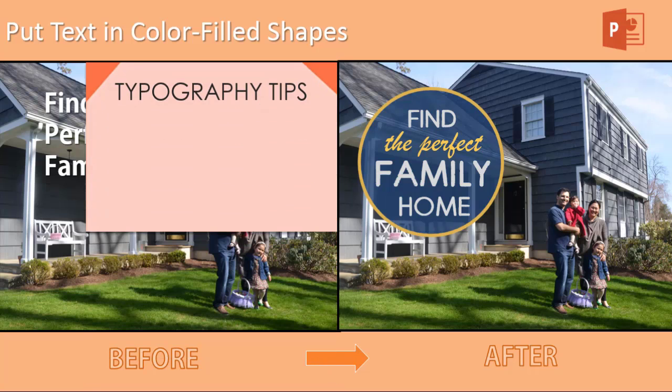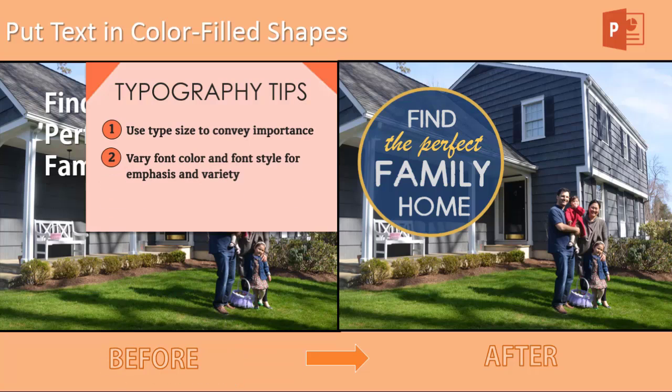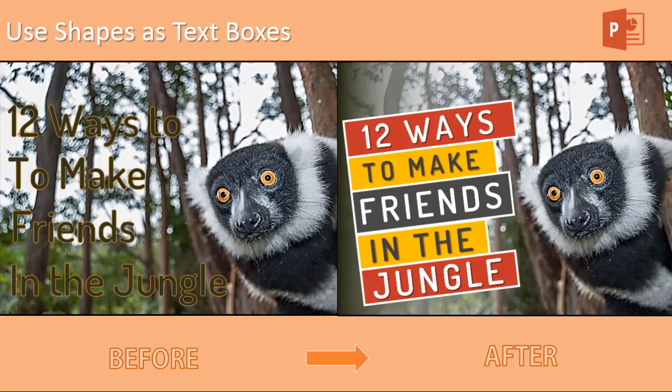The type in the circle uses several of the tips we've covered so far. The use of type size to convey importance, and both the font color and font style of The Perfect was varied to achieve emphasis and variety for that important phrase. The next image also shows the value of presenting text inside a shape. Here, shapes replace text boxes. If asked, our friendly lemur would agree the filled shapes on the right are much easier to read.